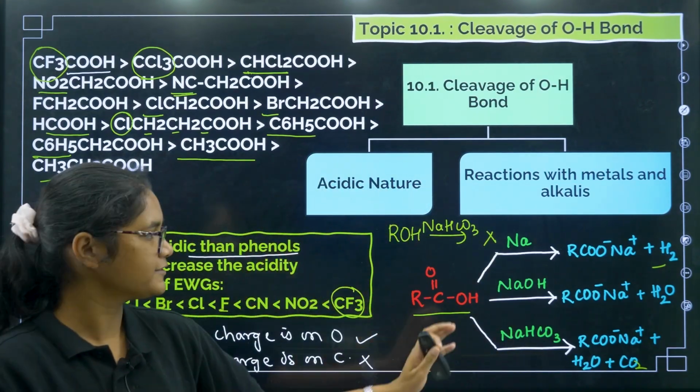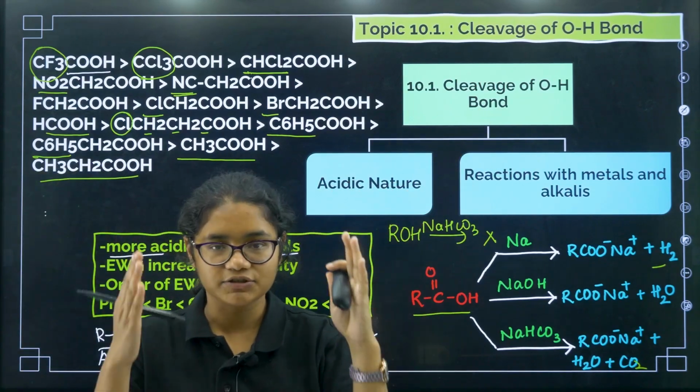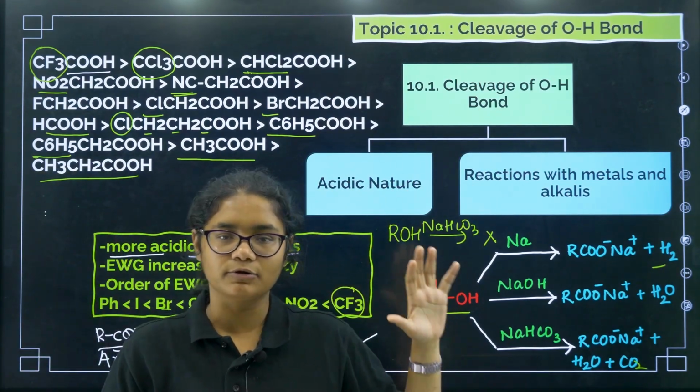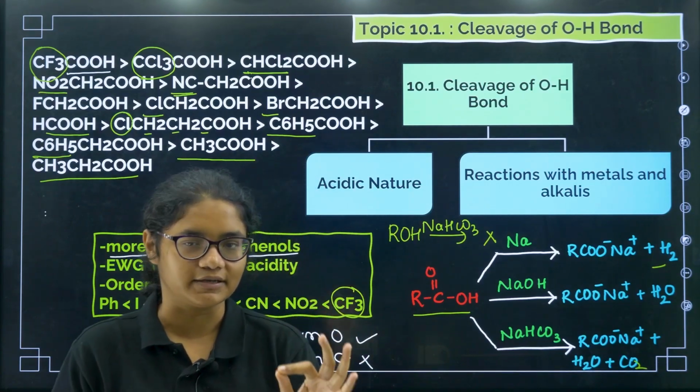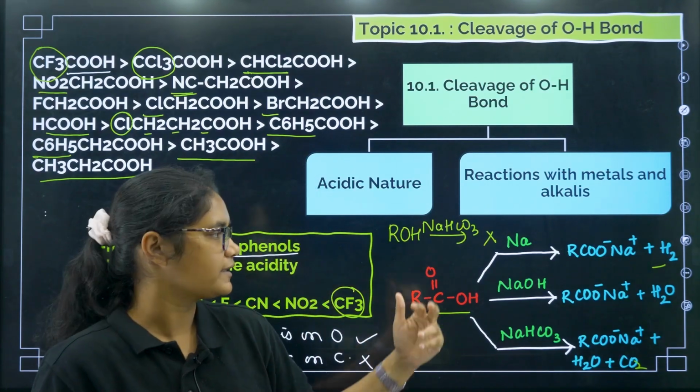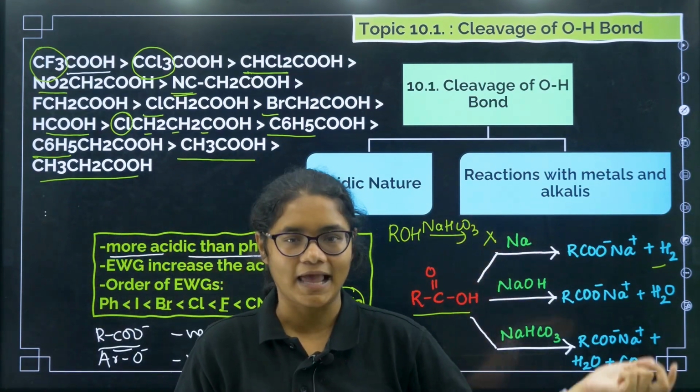Clear? So, 3 reactions. So, we are done with cleavage of the OH bond. First, we understood about the acidity. Here, you should remember that the electron withdrawing groups will increase the acidity, first thing, and the next one is reactions with metals and alkalis.